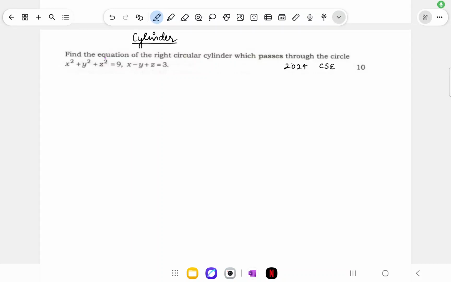So today let's discuss questions related to cylinder. Question 1 says: find the equation of the right circular cylinder which passes through the circle formed by the intersection of this sphere and the given plane. The given sphere is x square plus y square plus z square is equal to 9, and the given plane is x minus y plus z is equal to 3.